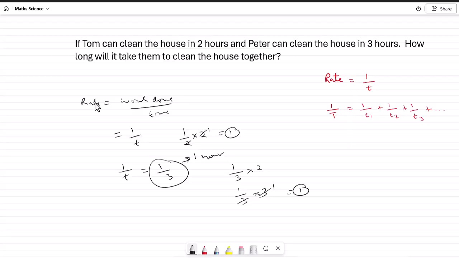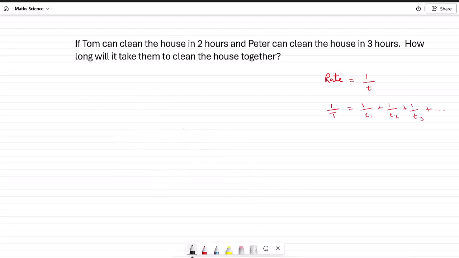So you have to remember, this is the most important formula if you're working with rates. If you already know how much time they're taking to get the whole work done, the rate is just 1 divided by t. Okay, hope this makes sense. So you know what the rate is. So let's do the rates again.